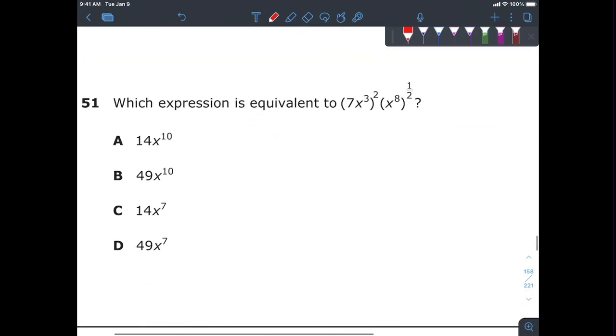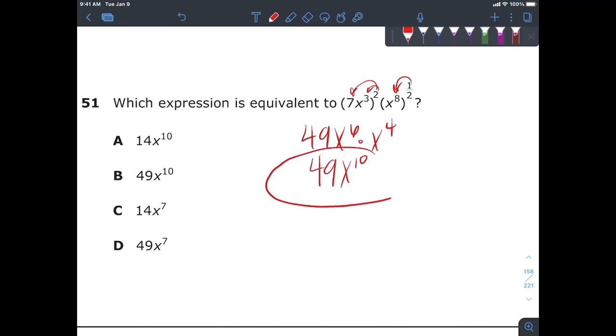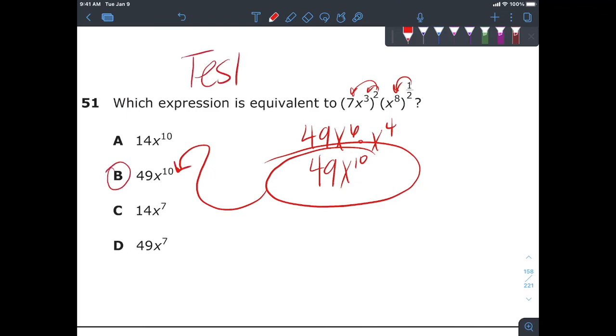51. Which expression is equivalent to this? Well, let's go ahead and solve this by hand. I'm going to start distributing in. Now I can go ahead and multiply these two guys together. And I have an answer. It looks like it's answer choice B. But let's verify this with a test.